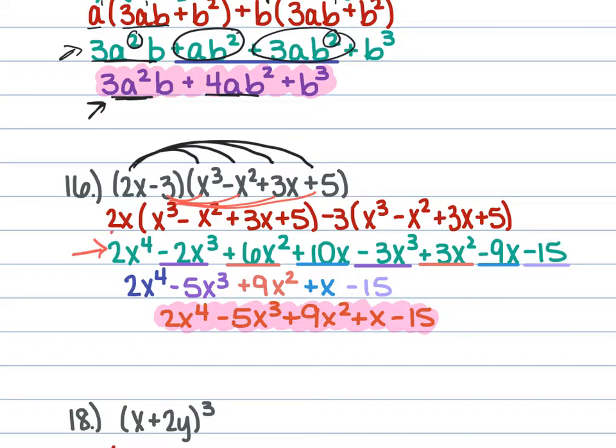6x squared came from this one right here being distributed to this one right here. 2 times 3 is 6, and x times x is x squared. So that one times that one became that one. Any other questions on 16?